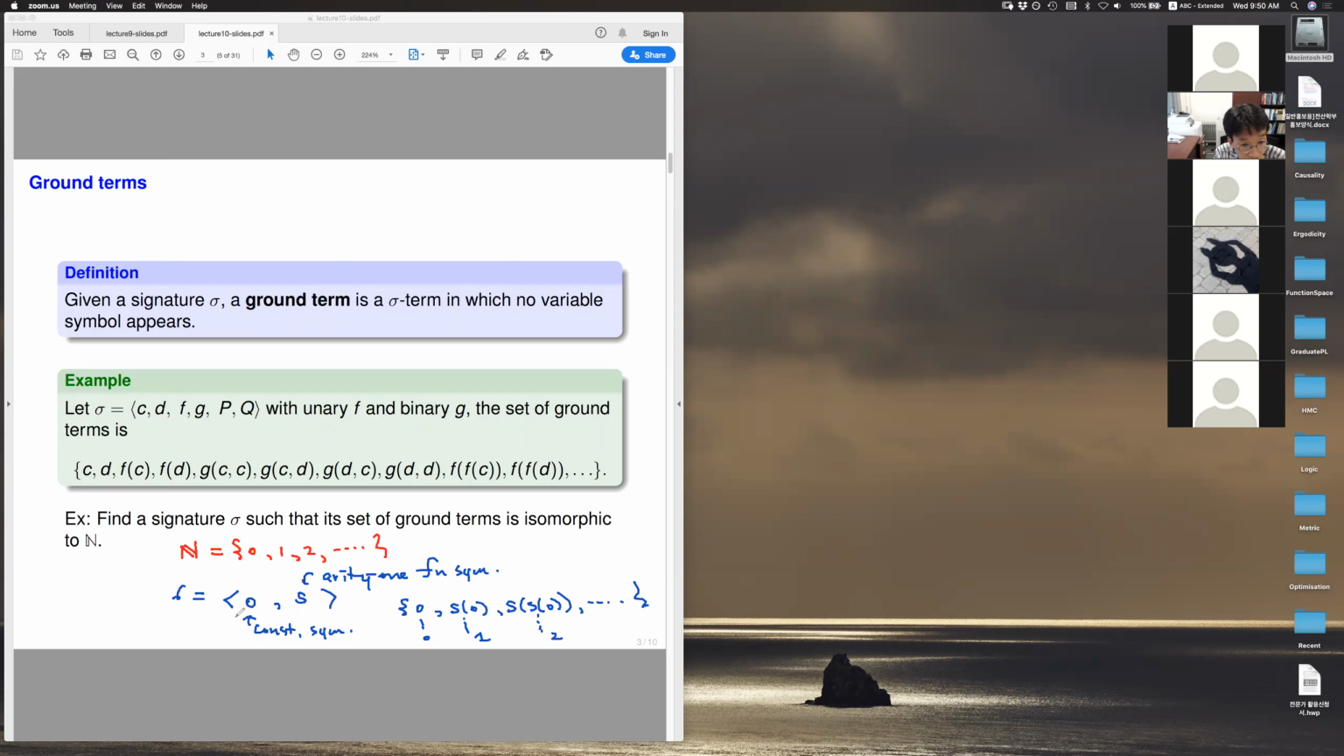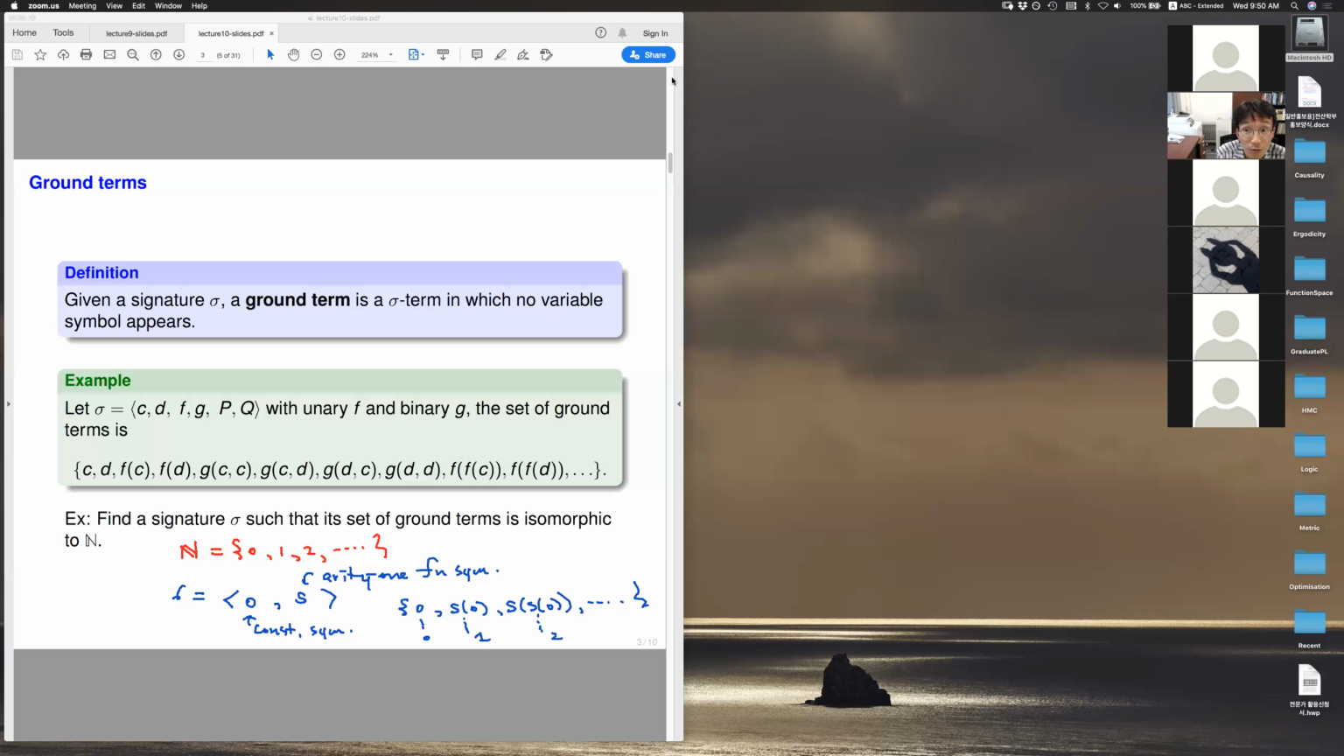In fact, this set of ground terms is called the initial algebra of this signature, and that's essentially a way to define the set of natural numbers in a more categorical way. Anyhow, a ground term looks like this, and that's isomorphic to the set of natural numbers.